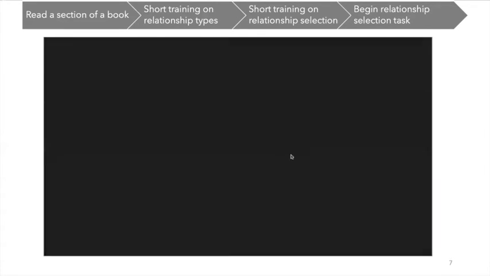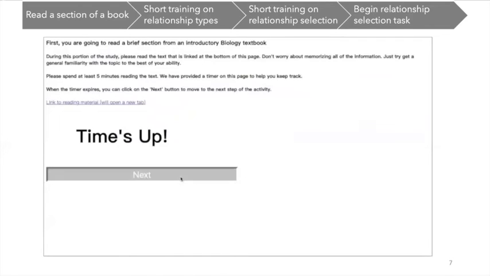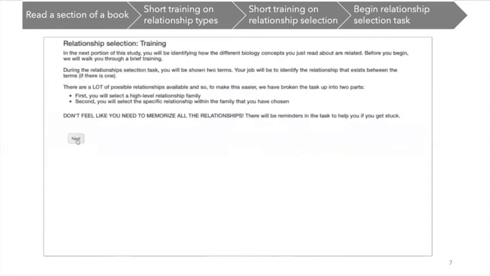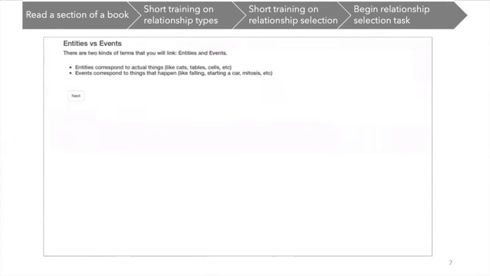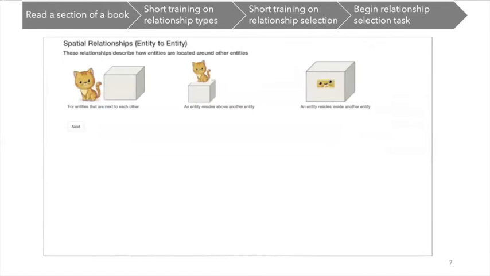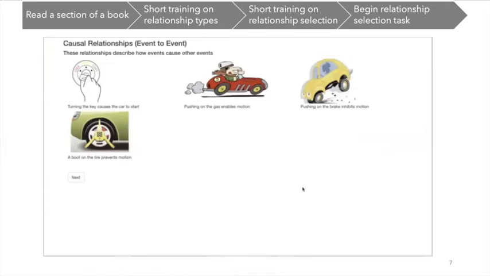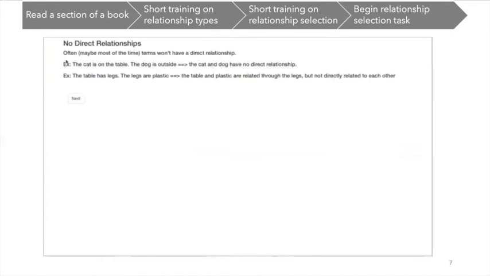This is followed by a short training on relationship types. Different kinds of relationships are illustrated with images and text that are simple and easy to understand. It starts with an easy description of the types of terms and then progresses to the types of possible relationships between these terms. Here are some examples. Here we see how entities are located around other entities, illustrating a spatial relationship. Here we observe causal relationships between events. Given that oftentimes there is no direct relationship between a term pair, we have a no direct relationship response category.